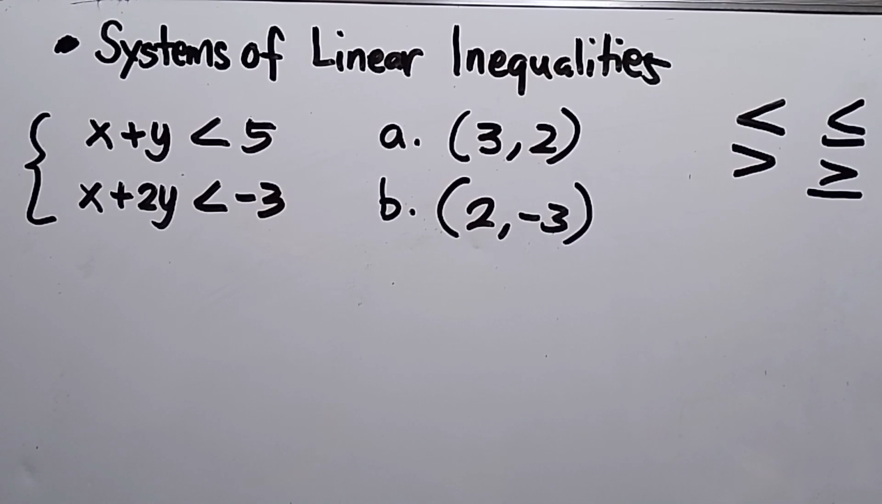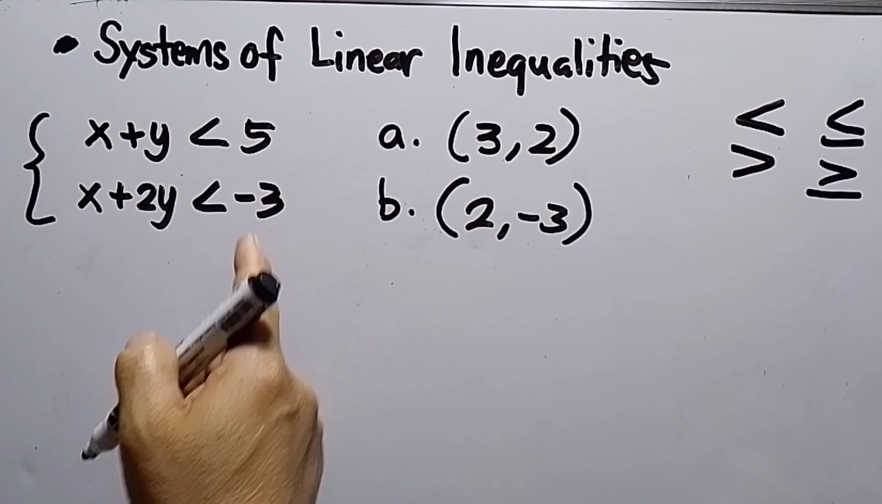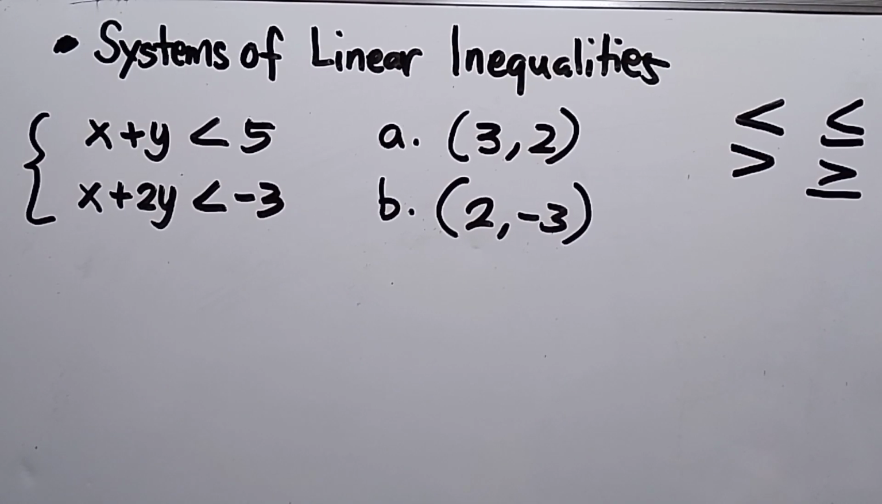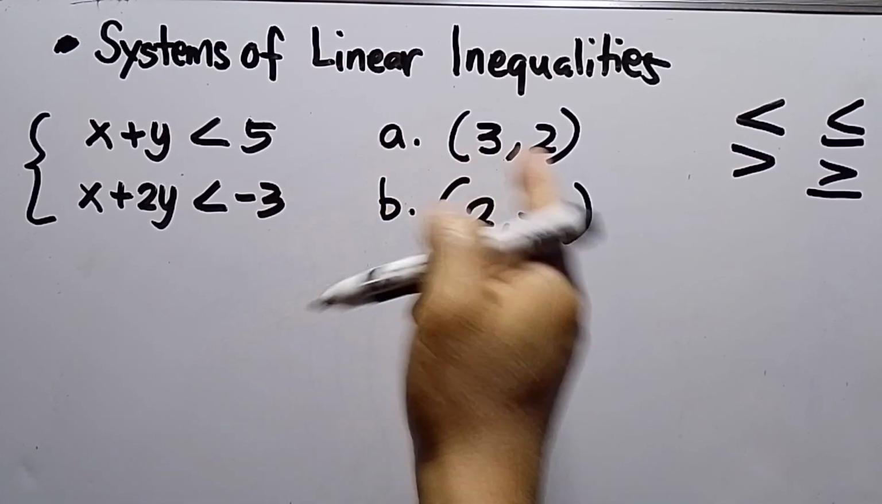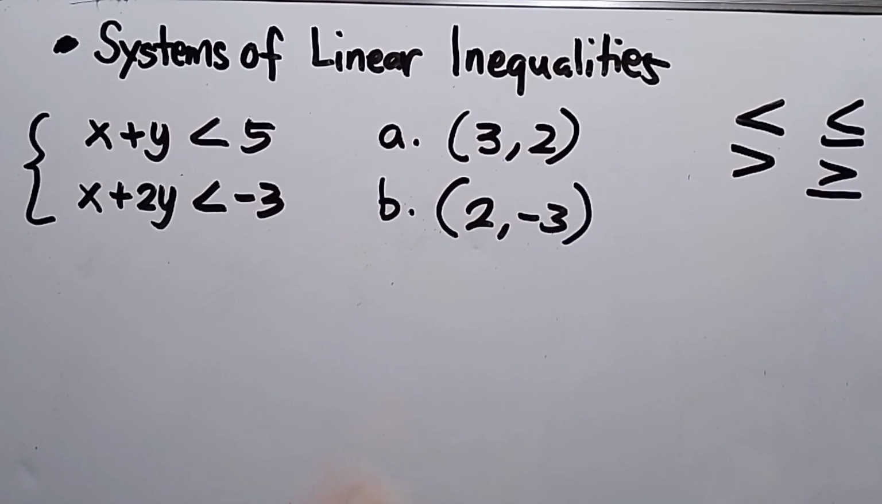So I have here number 1. My first equation is x plus y less than 5. And then my second equation is x plus 2y is less than negative 3. Now let us evaluate this one by using my coordinates 3 and 2 for letter A, and then for the second is 2 and negative 3.